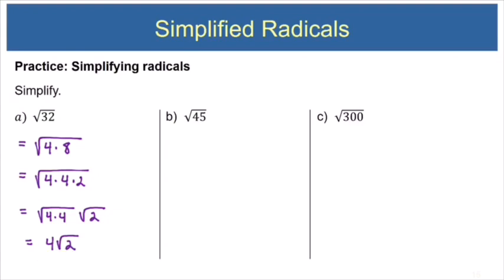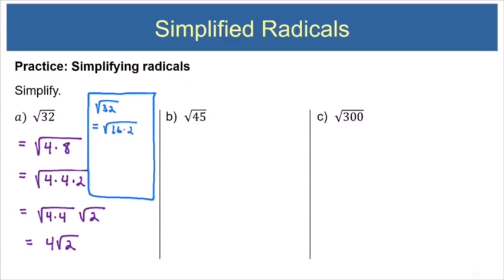Now I do just want to mention to you that that's not the only way we could have done that radical. If we'd thought about it, we could have said that 32 was equal to 16 times 2. And then we could have split that up into two separate radicals, and the square root of 16 would have been 4. And so we still end up with 4 times the square root of 2. You can see that it doesn't matter which way you get to the final result. As long as the number you leave under the radical is as small as possible, everything will be fine.